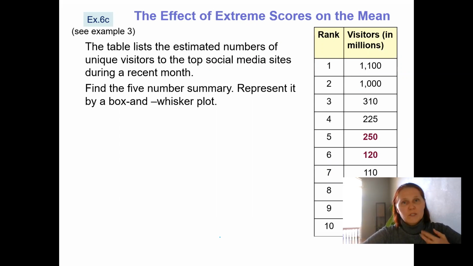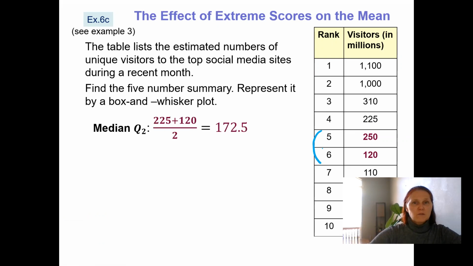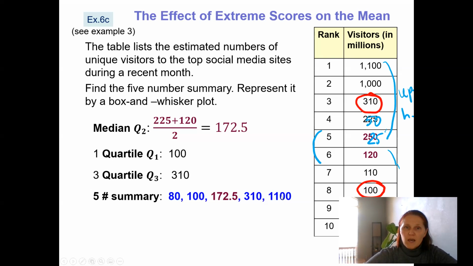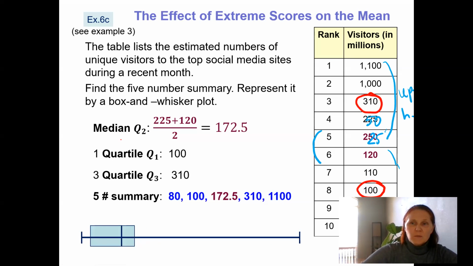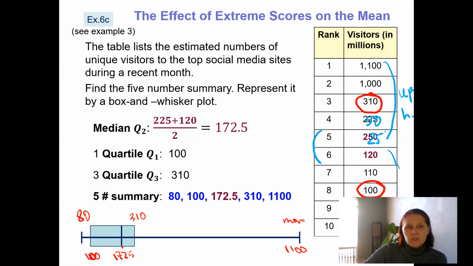In the example with the social media sites, we can find the median as the mean of these two numbers in the middle, 375/2. Then we have the upper half and the lower half. Then we put these numbers on the number line using a scale. The maximum value is an outlier. The greatest part of the set is here below.